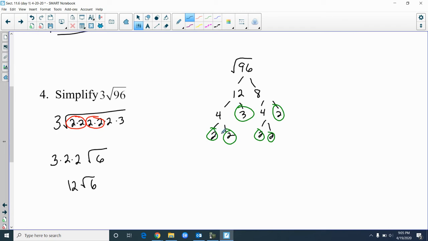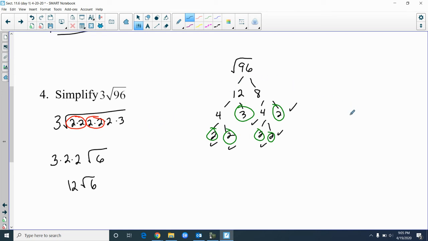But when you're done, I should get 1, 2, 3, 4, 5 twos and a 3. That means I got two pairs of twos, an extra 2, and a 3. Each time I have a pair, a 2 comes out. 3 times 2 times 2 is 12, and I'm left with, multiply those back together, 6.